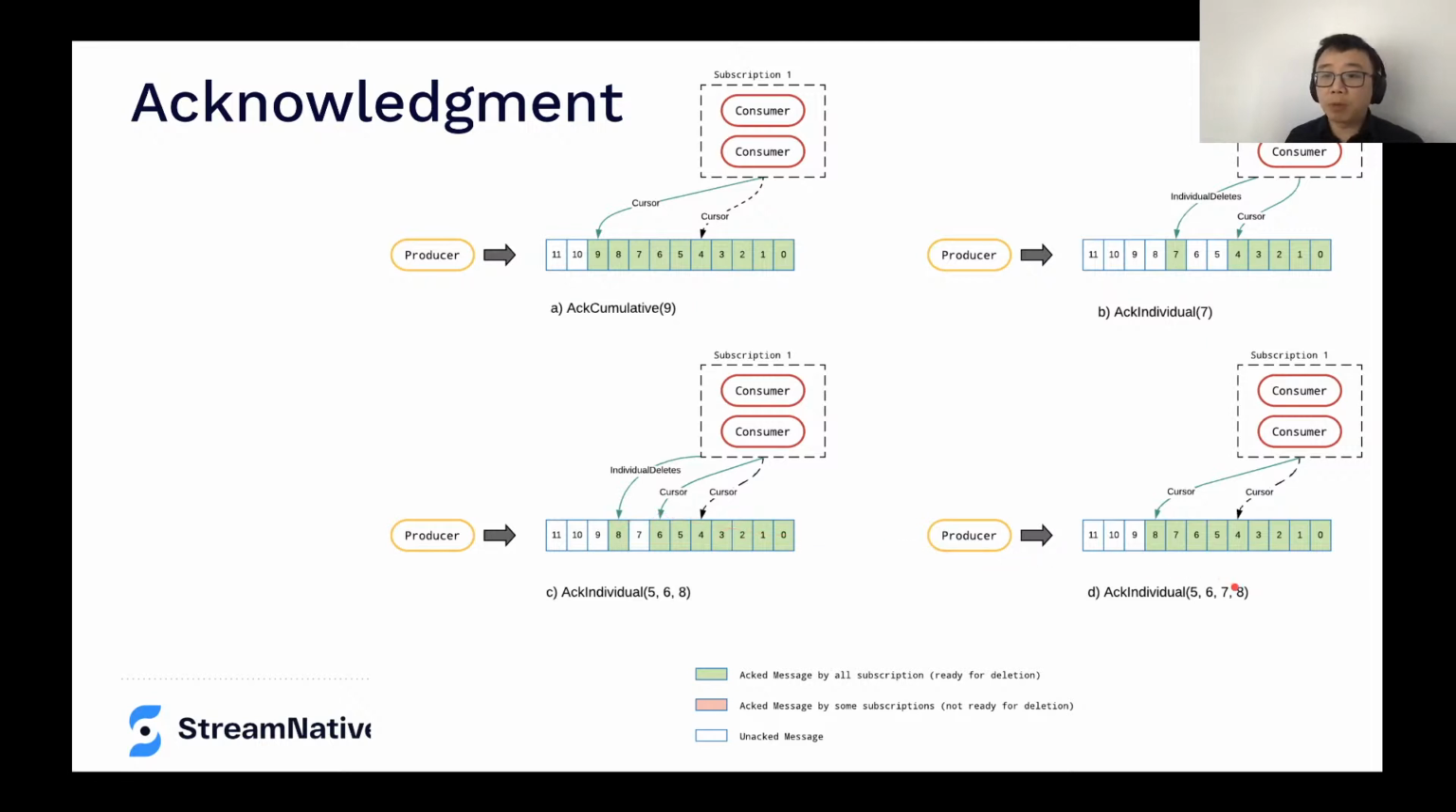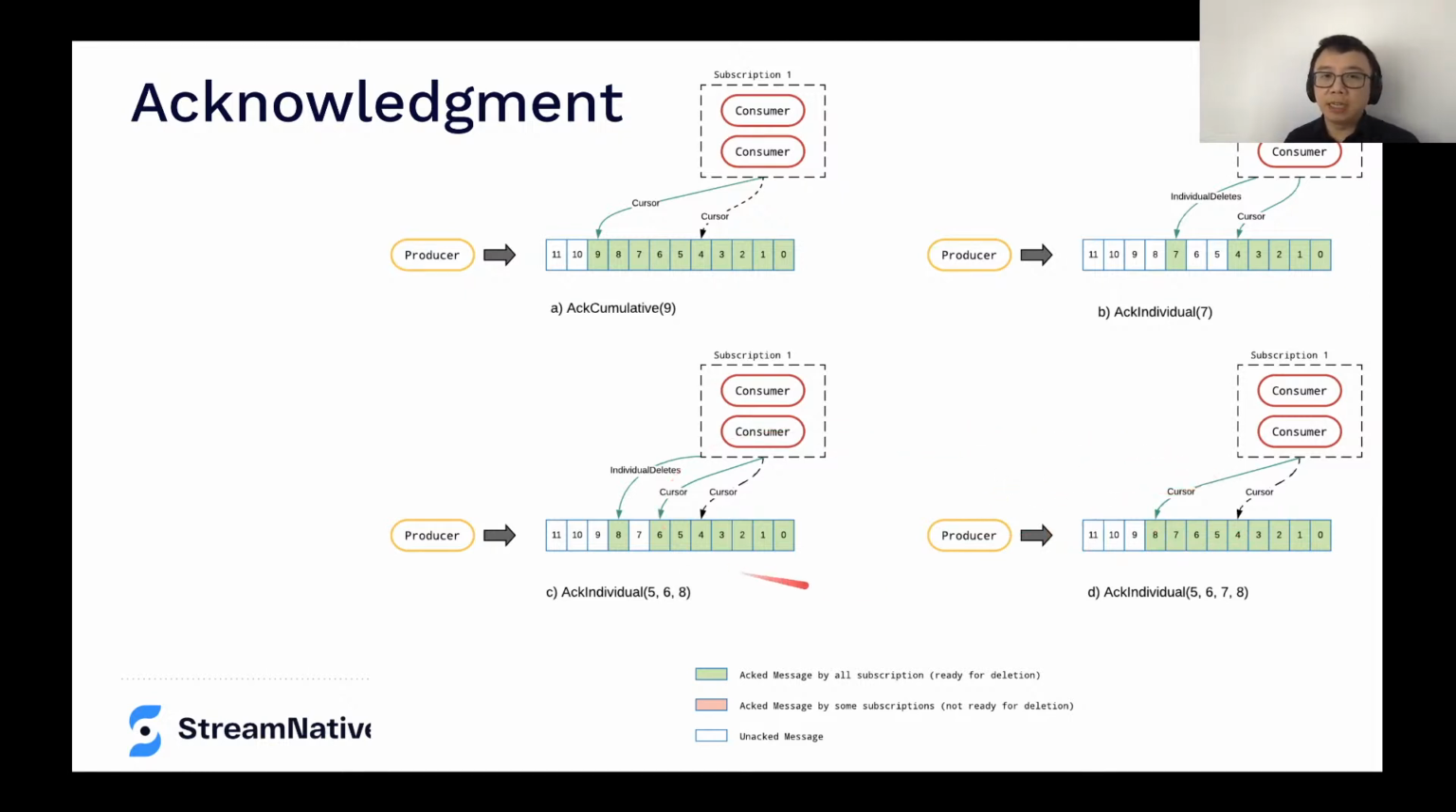And the last example is I receive all four individual acks, that is 5, 6, 7, 8. That means from 4 to 8, all the messages are acknowledged. For this operation, it would actually move the offset from 4 directly to 8, and there's no other individual delete.